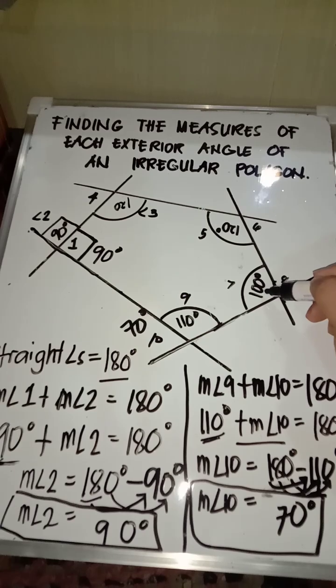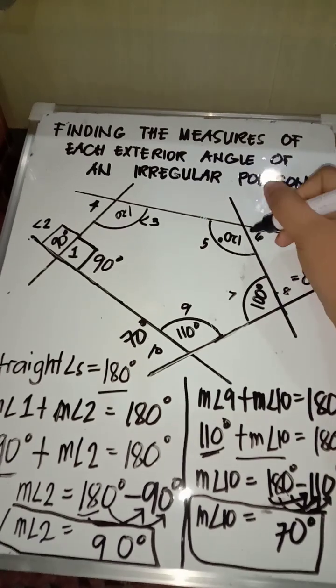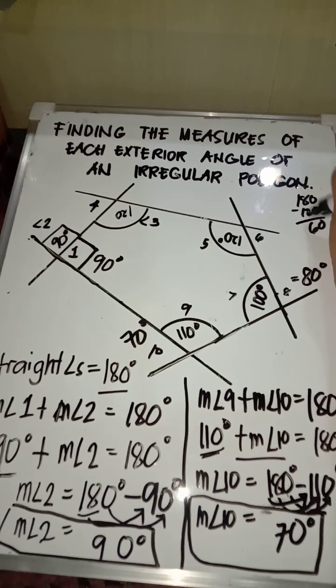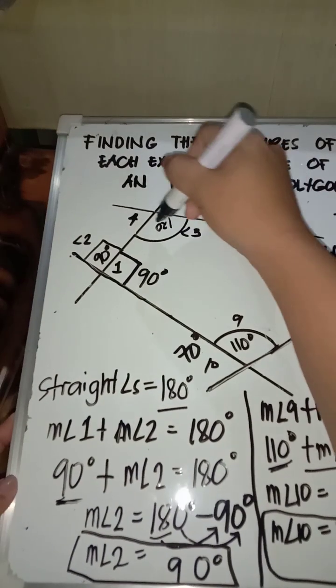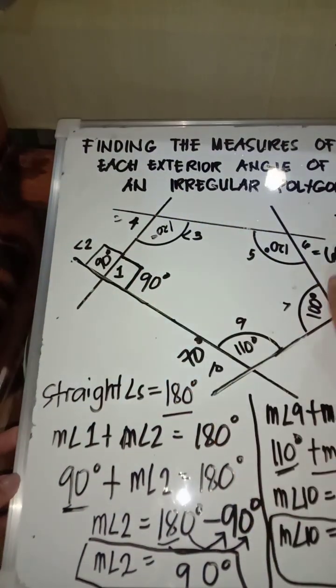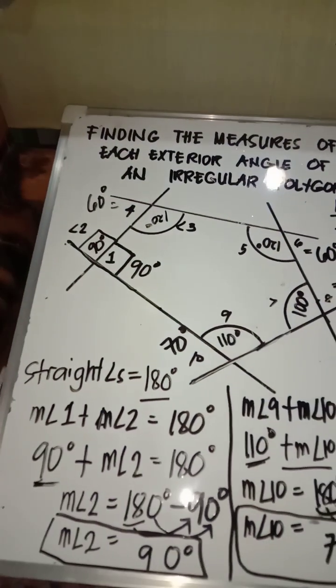How about this one? 180 minus 100, of course, is 80 degrees. For this one, 180 minus 120: 0, 8 minus 2 is 6, 1 minus 1 is 0. Therefore, angle 6 is 60 degrees. How about angle 4? The same, 120. So angle 4 is 180 minus 120, which is 60 degrees. So that is just how easy it is.